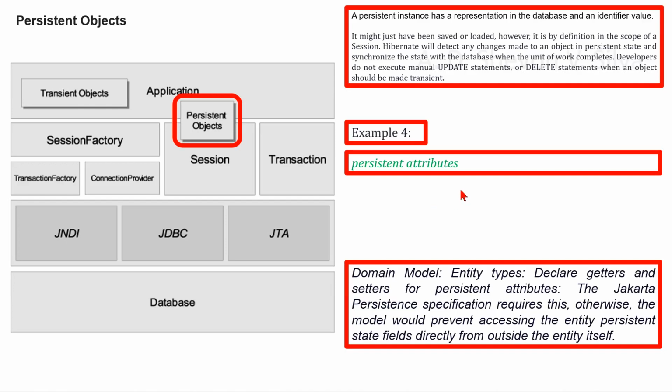Now we are considering declaring getters and setters for persistent attributes in entity types in the domain model. The Jakarta Persistence specification requires this, otherwise the model would prevent accessing the entity persistent state fields directly from outside the entity itself. Although Hibernate does not require it, it is recommended to follow the JavaBean conventions and define getters and setters for entity persistent attributes. Nevertheless, you can still tell Hibernate to directly access the entity fields.